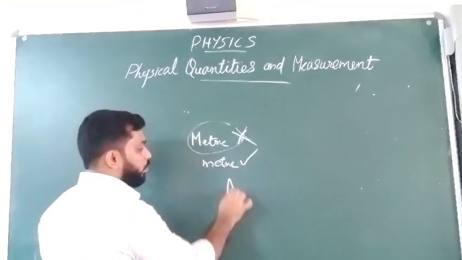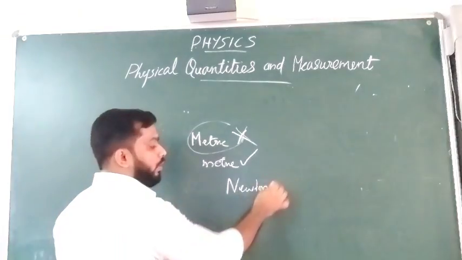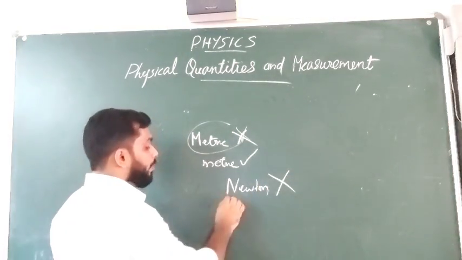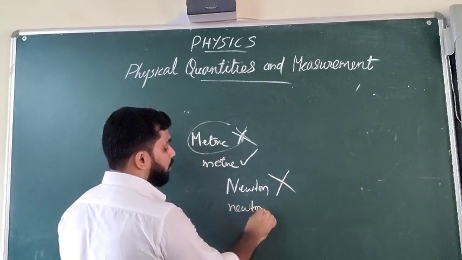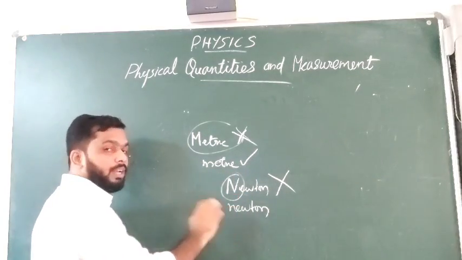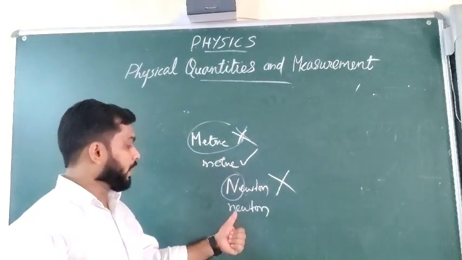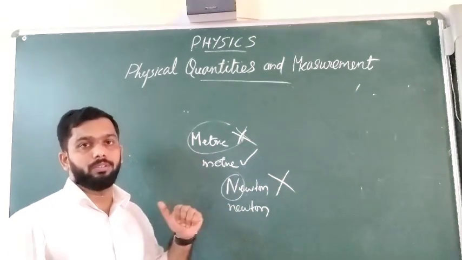But you will not write newton with a capital letter. That will be wrong. You will write only newton. So in the exam, if you write a capital letter, the mark will be 0. If you write only the small letter, then only you will get the mark.